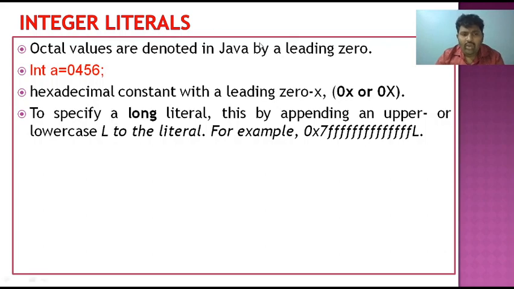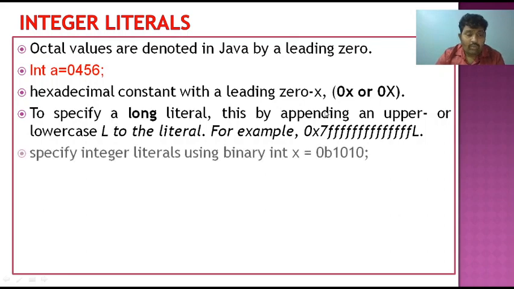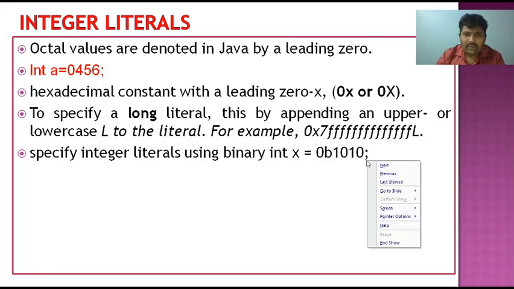Like this, how we can store a long literal is that at the end of your value, if you put a capital L symbol, it will be treated as long. Previously I told, if you put F, it is treated as a floating point value. How we can store binary values is, normally it is 1010, but if you put 0b before it, it is treated as binary 1010. This is how we can store binary values.